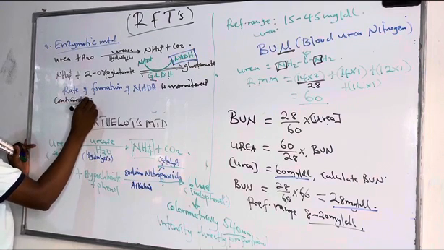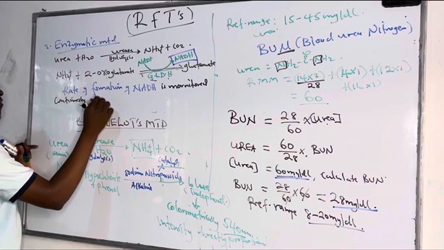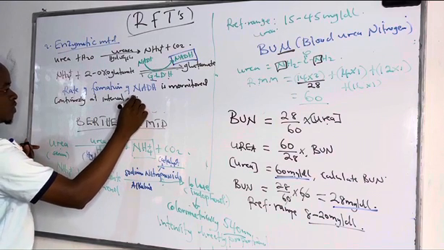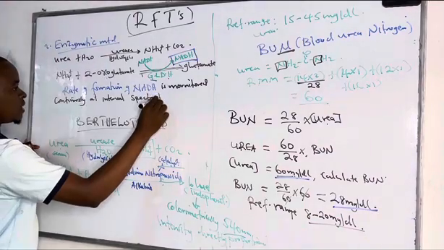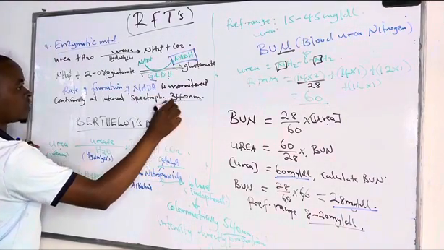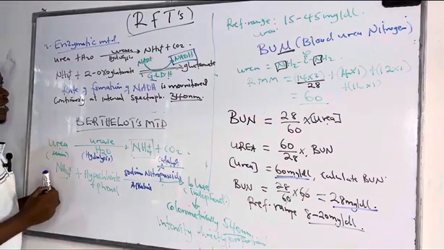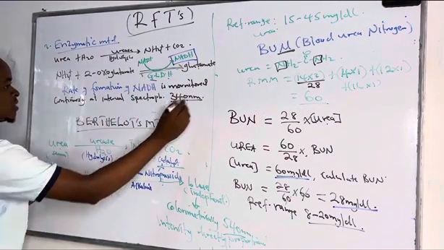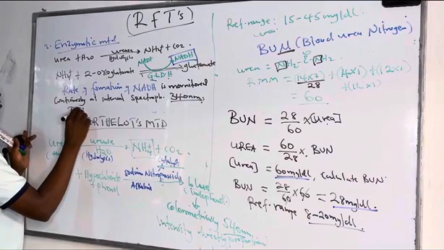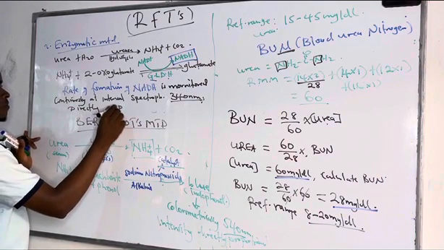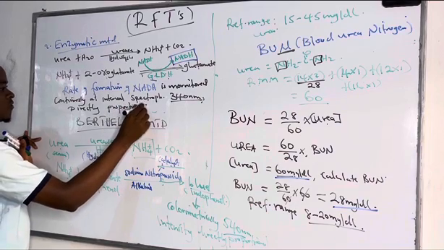At a fixed time interval, spectrophotometrically, we use a spectrophotometer at 340 nanometer wavelength. And the rate of formation of NADH is directly proportional to the amount of urea in the sample.